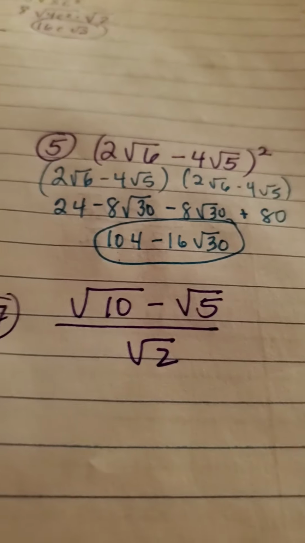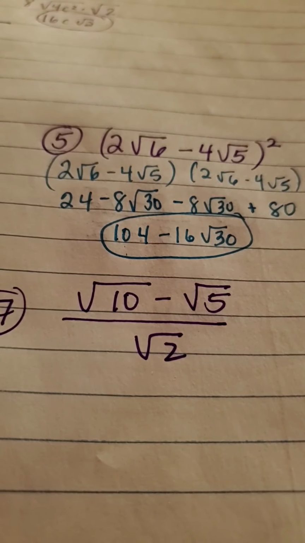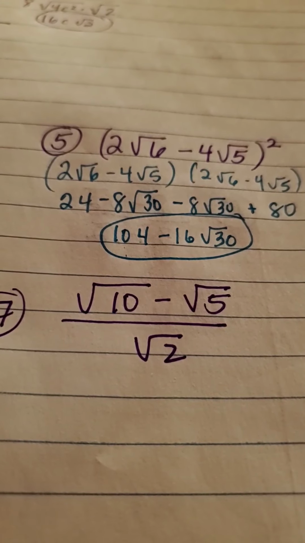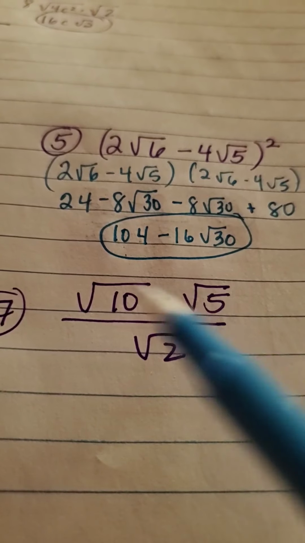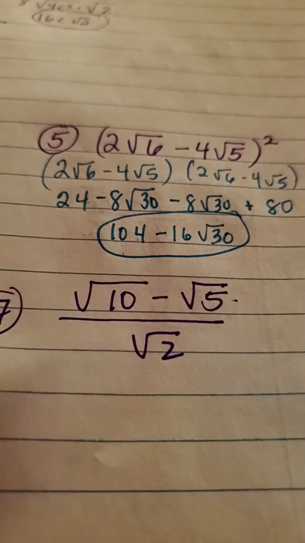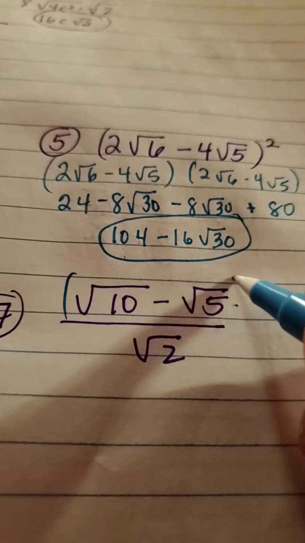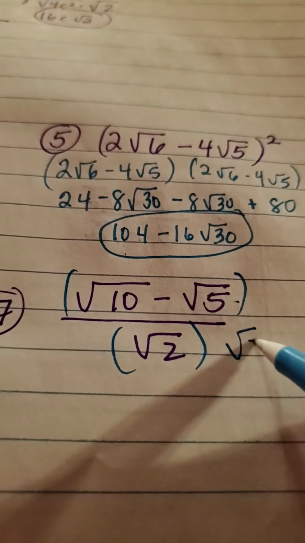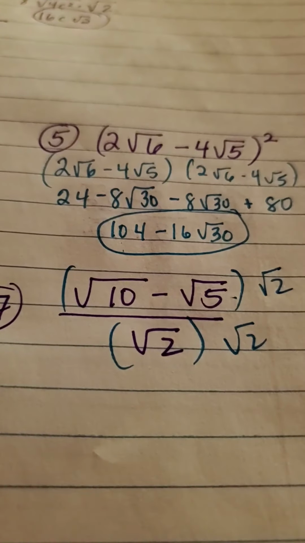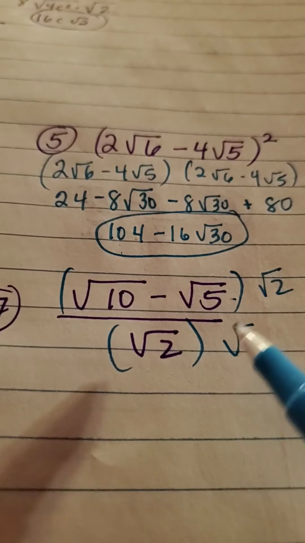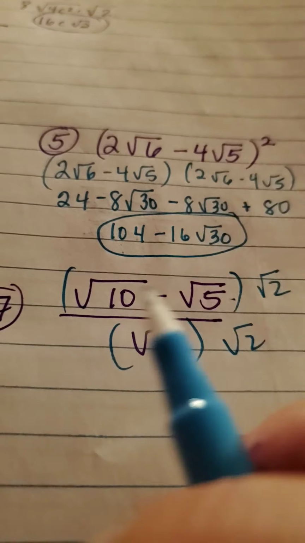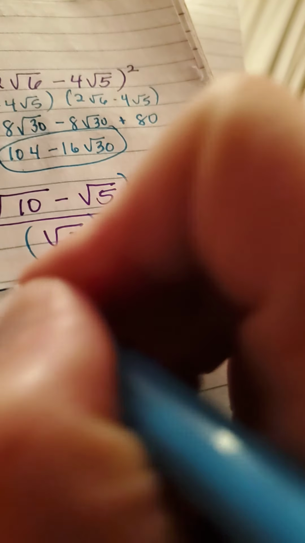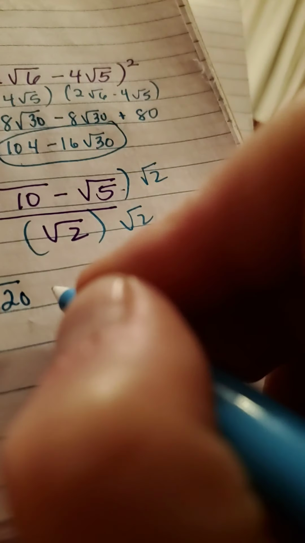Number 7. So we have radical 10 minus radical 5 all over radical 2. None of these are like terms. You cannot combine these two things. The only thing you can do is try to get that radical out of the denominator simply by doing that. Notice I put the parentheses on the top. That's to remind me to distribute.